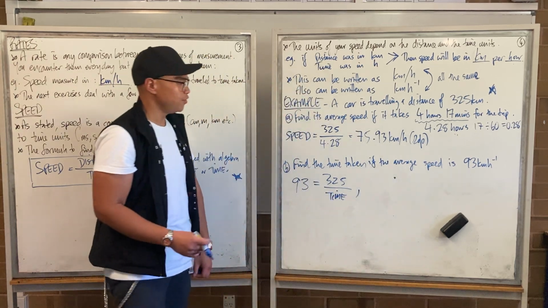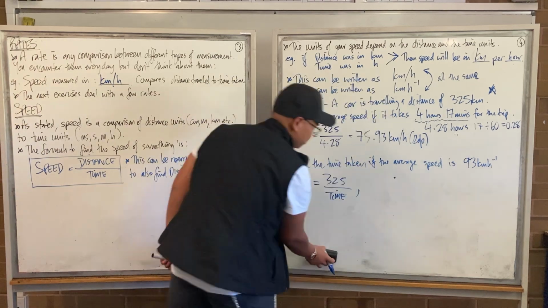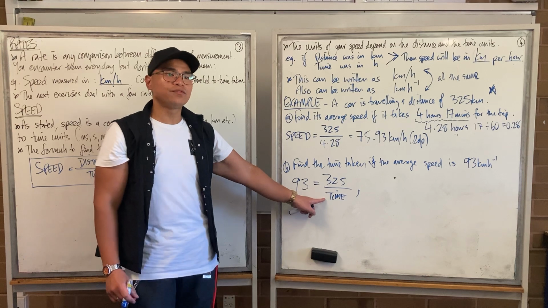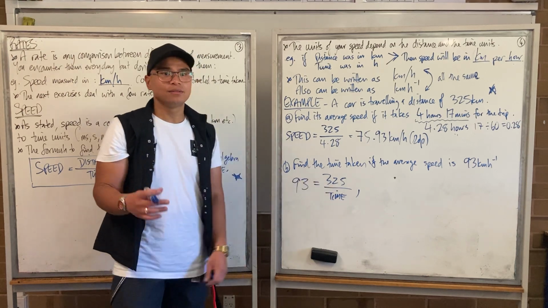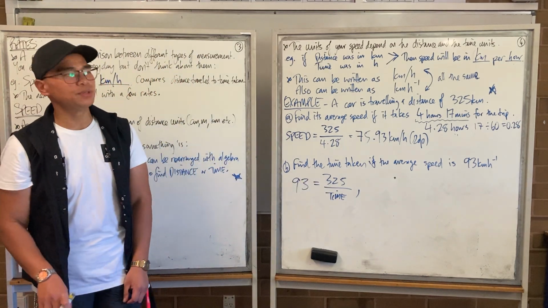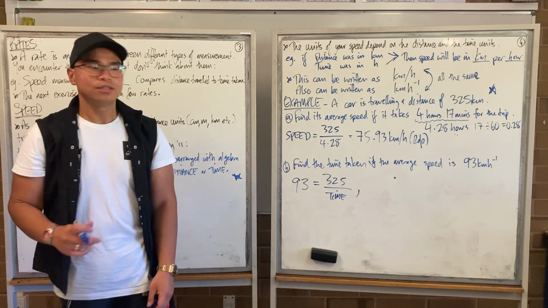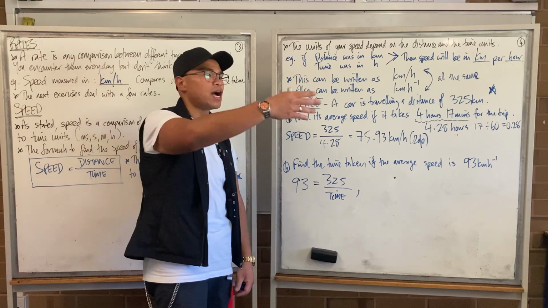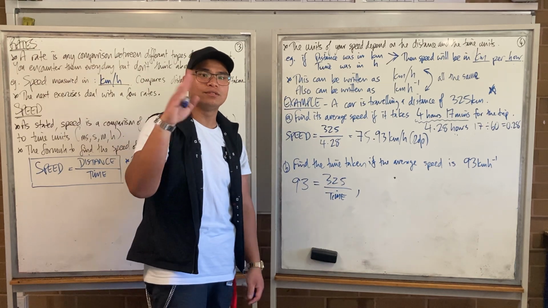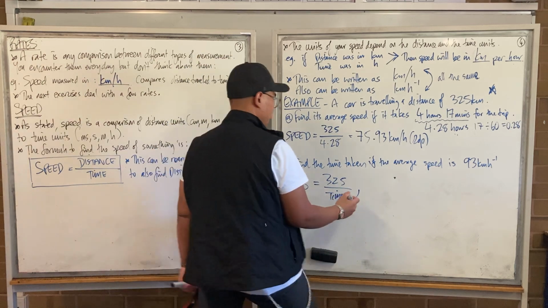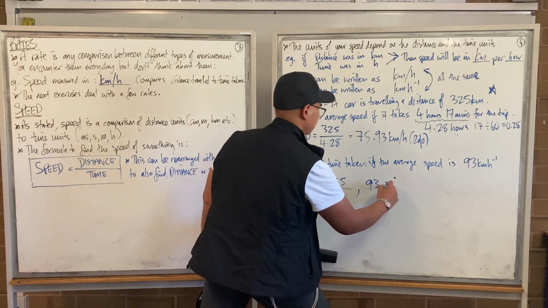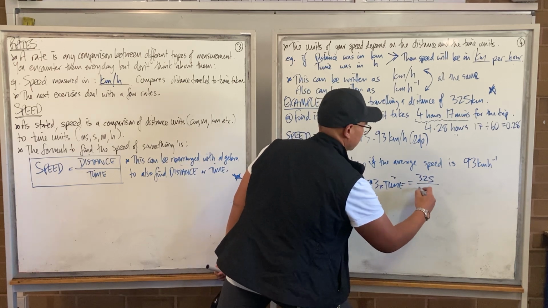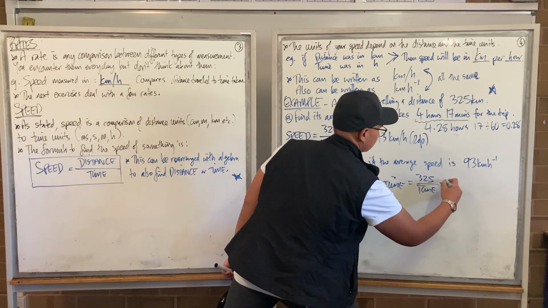So hopefully in previous years you've gone over algebra, but I'm going to teach it to you my way here. What's time doing to 325? You're dividing by time. What is the opposite of dividing something by time? So to keep both sides balanced, what do I have to do? I have to times by time on both sides. So 93 times time equals 325 over time times by time.